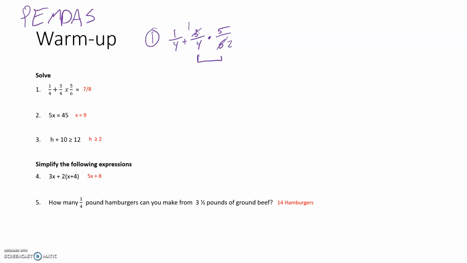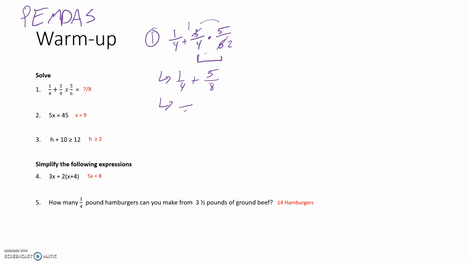And then I'm going to copy my answer down. 1/4 plus 1 times 5 is 5. 4 times 2 is 8. And so I'm at 1/4 plus 5/8. Right? So before I add these, I have to have common denominators, and 8 is a common multiple of 4 and 8, so I can use 8.